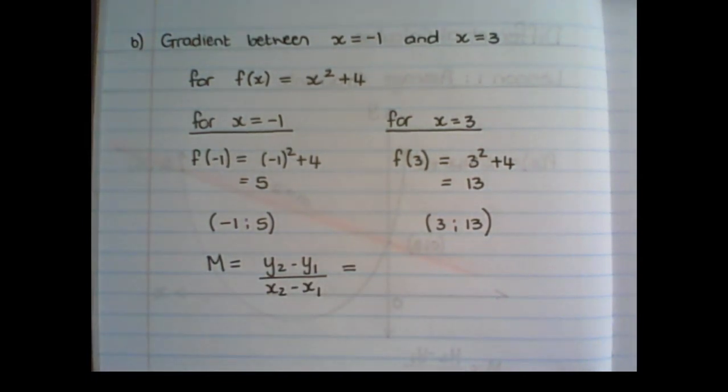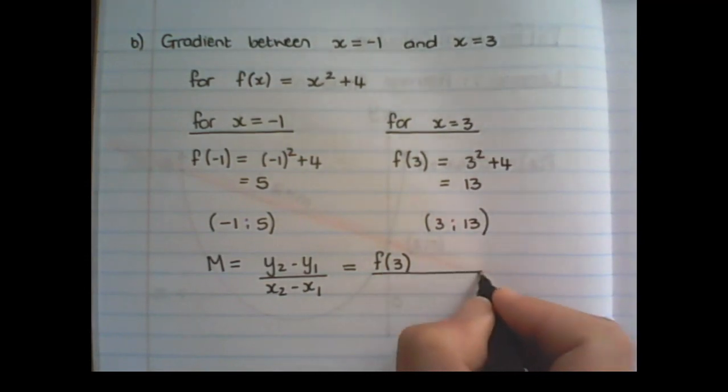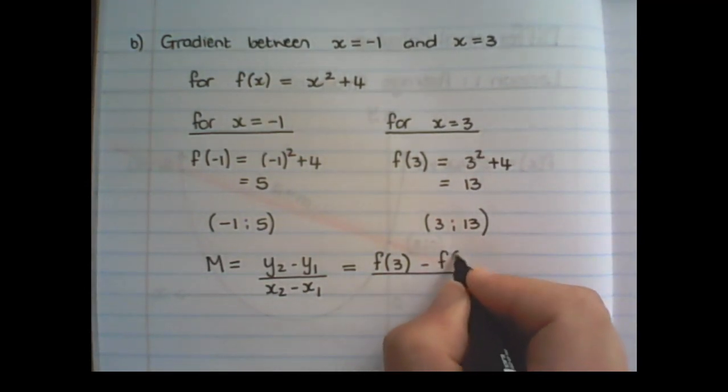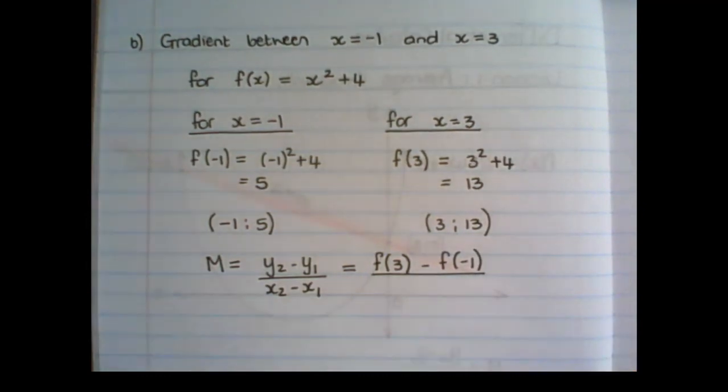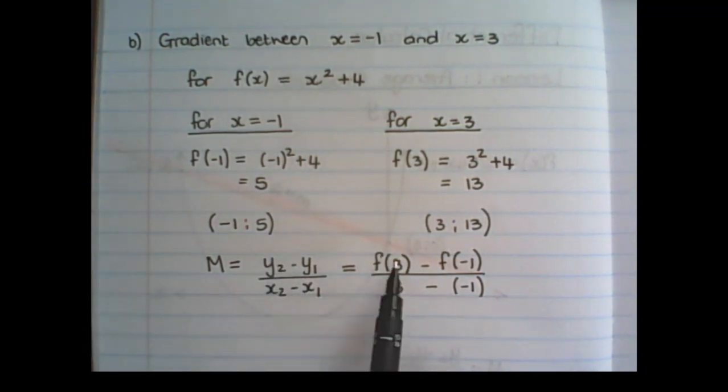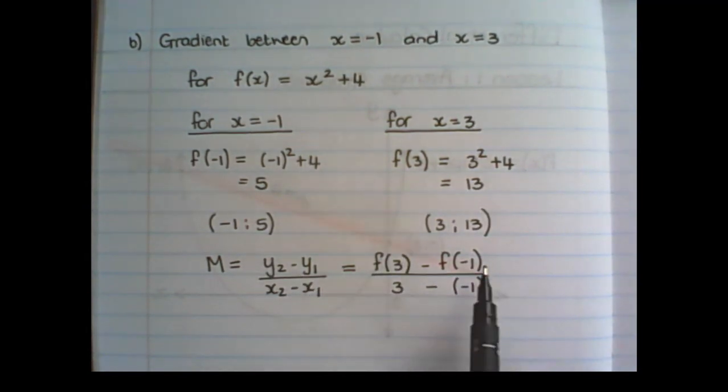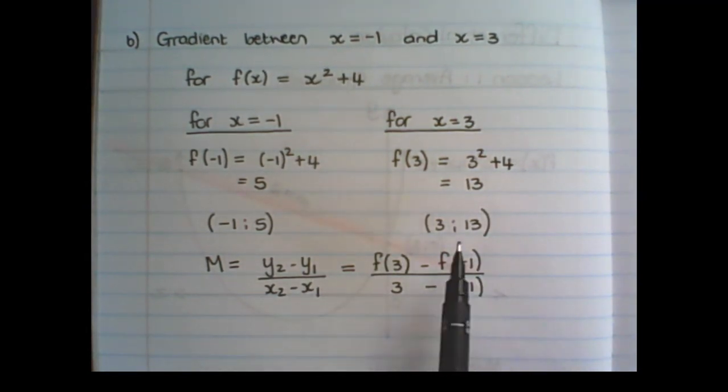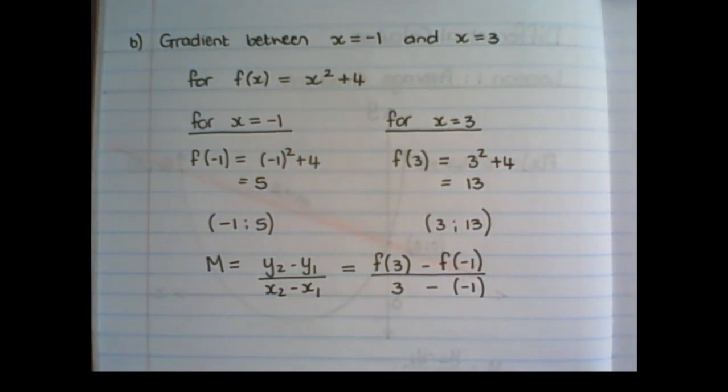We can also write the gradient in a slightly different way. So the gradient is f(3) minus f(-1) over 3 minus -1. So notice that y2 is represented by the function where x is 3 and y1 is the function where x is -1. And we need to get used to this form of writing for our next lesson.